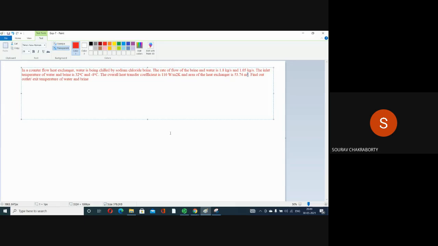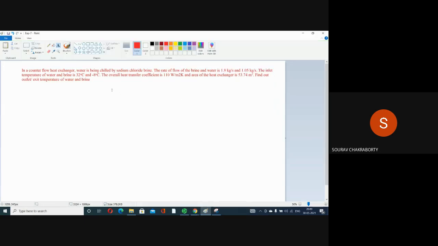So we need to find out this. In this problem, you can see the inlet temperature is given, the area is given, the mass flow rate is given. The specific heat capacity is not given, but we know it already: the specific heat capacity is 3.38 for brine and 4.18 for water. So we need to calculate the outlet or exit temperature.